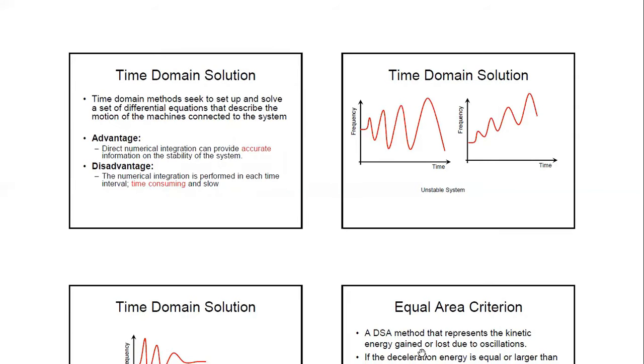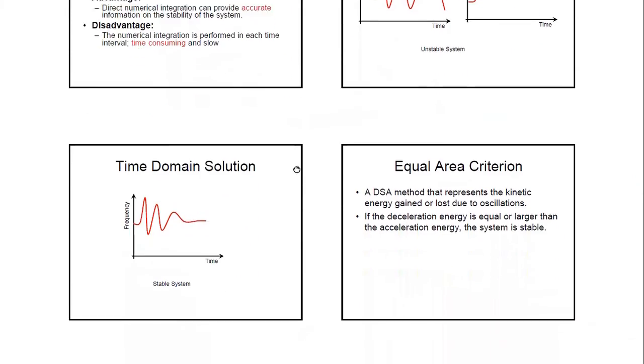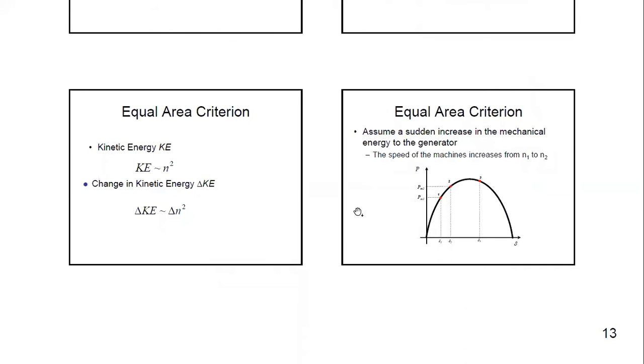So this is a graphical representation of the same. Then the next method is equal area criteria. This method represents the kinetic energy gained or lost due to the oscillations. This is the graphical method for transient stability analysis, that is DSA. If the deceleration energy is equal to or larger than the acceleration energy, the system is stable. Let's see this equal area criteria in detail.